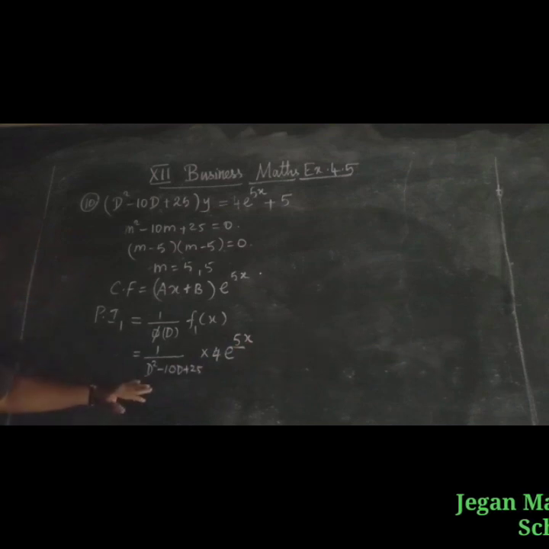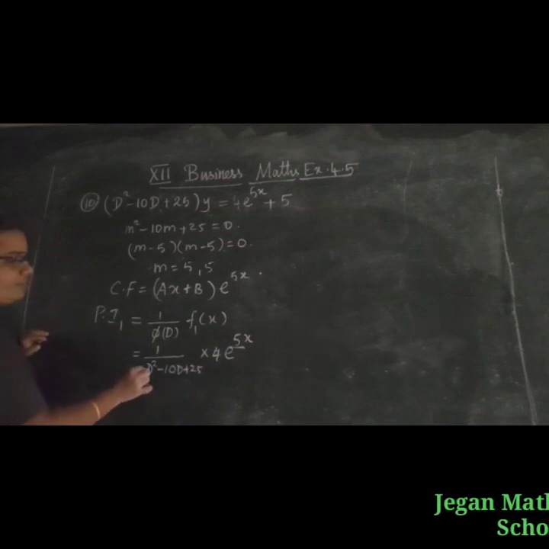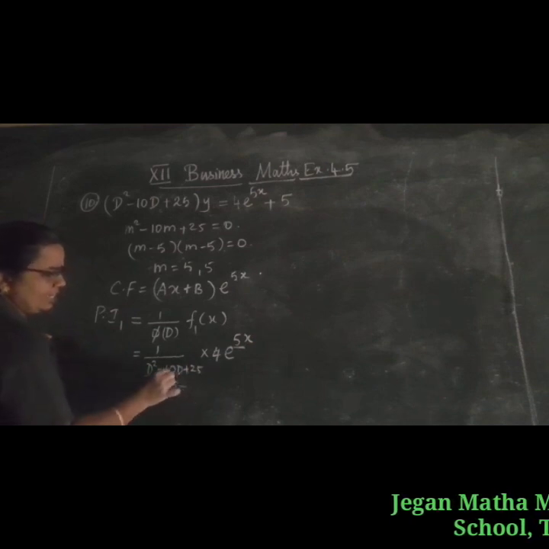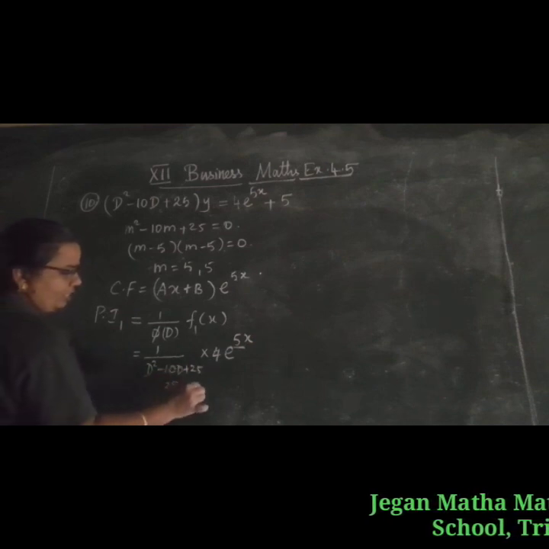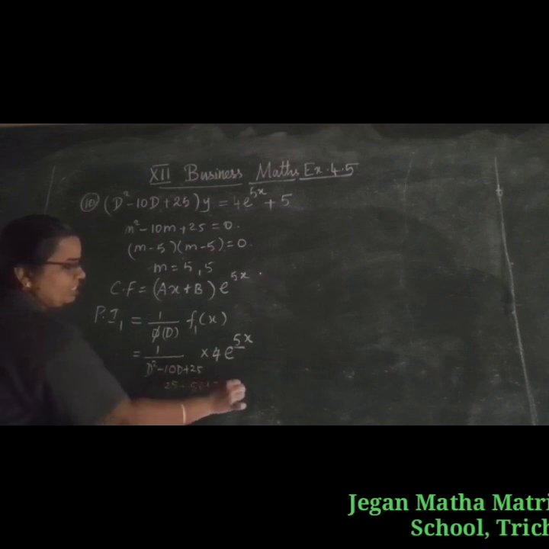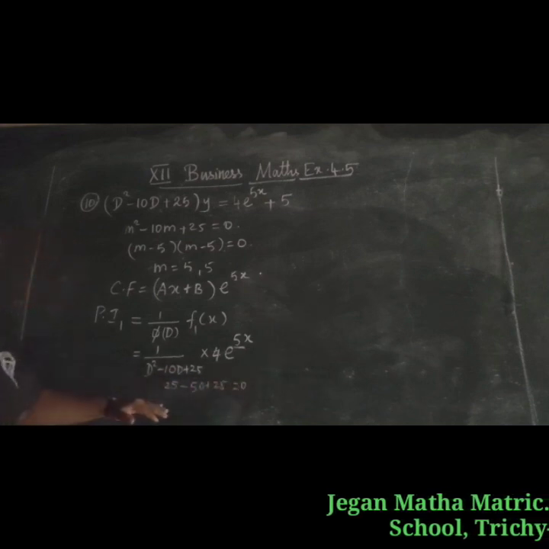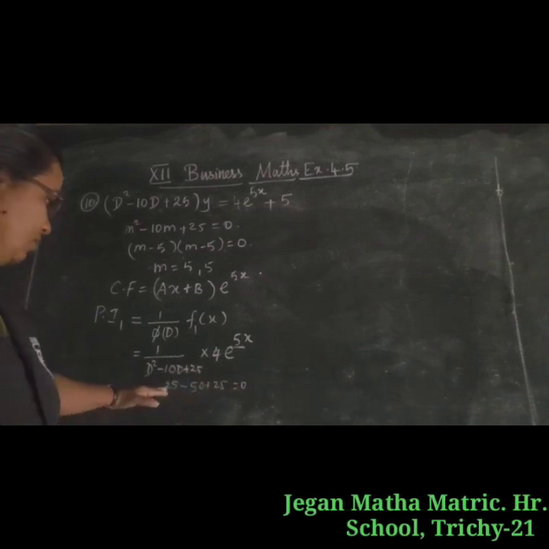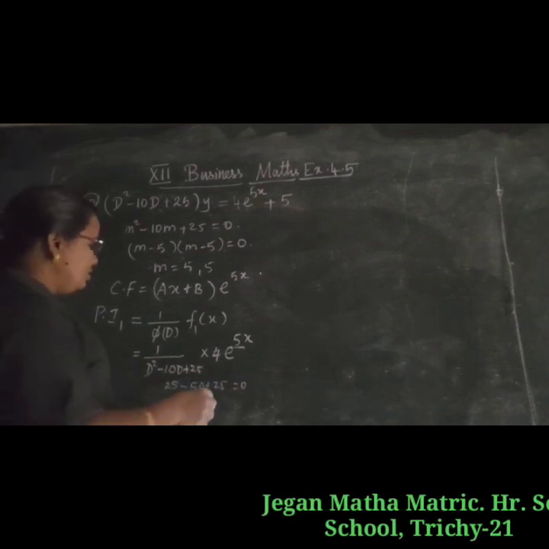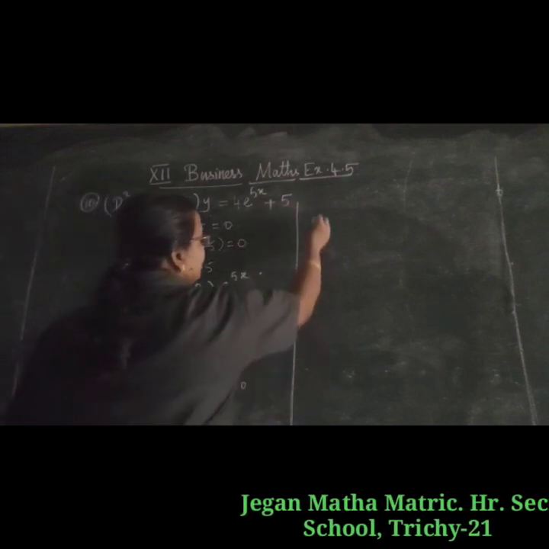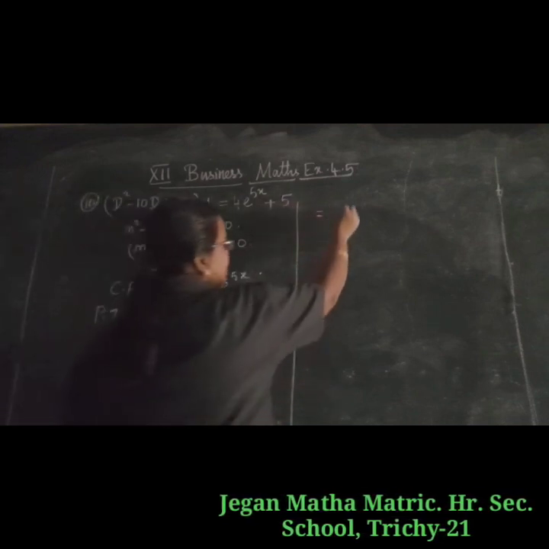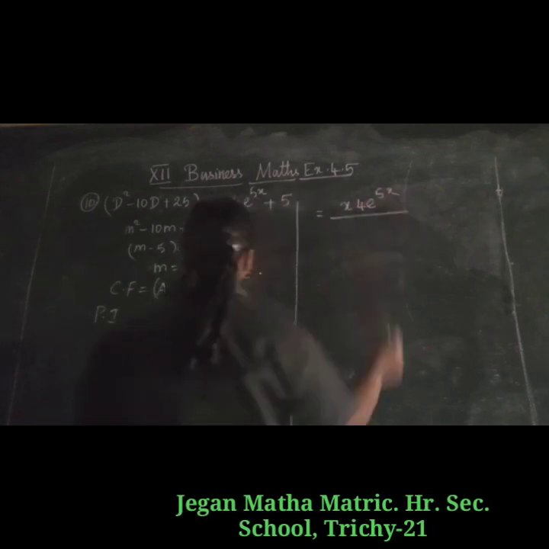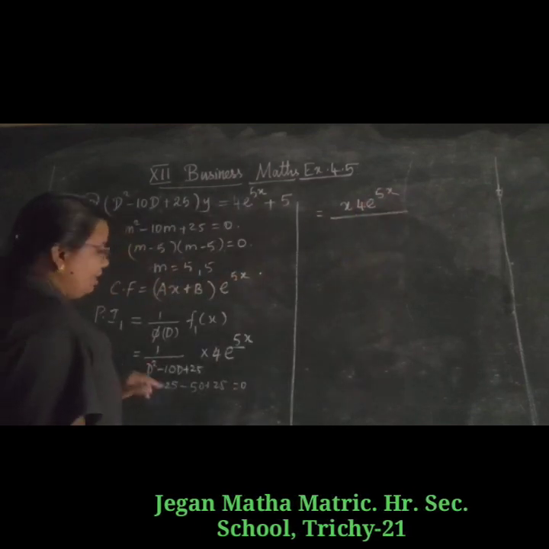So what is in the coefficient? 5. Substitute 5 in this equation, we will get 5 squared, that is 25, minus 10 into 5, 50, plus 25. So that is equal to 0. If the denominator is 0, you have to differentiate this equation. What is the differentiation of this? That is equal to x into 4 e power 5x divided by 2D minus 10.